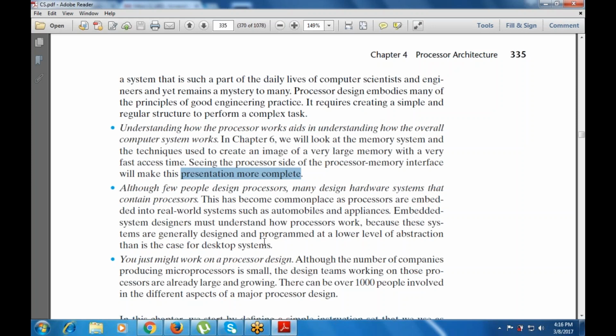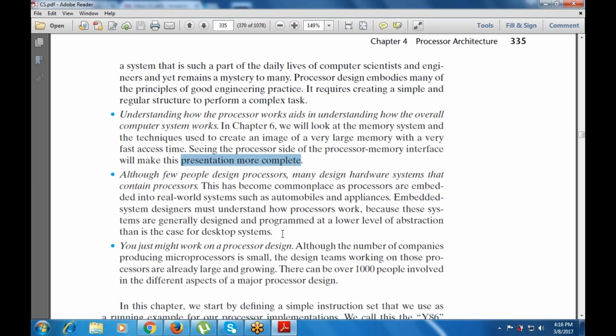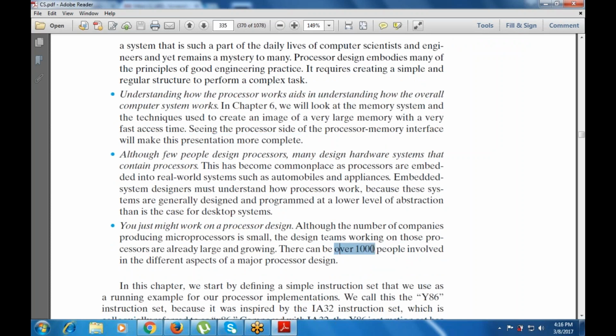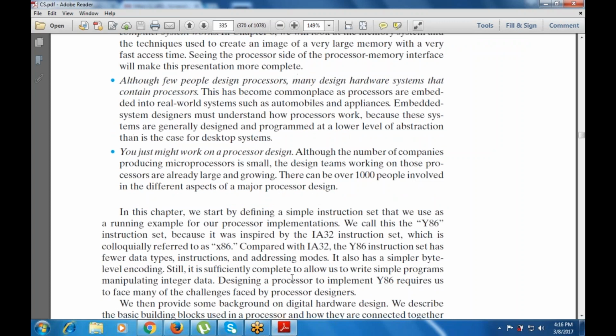That is the case for the desktop system, whatever the scenario, whatever the rules and regulations followed, and you might work on a processor design. Processor design means the various internal parts of a microprocessor. The design teams working on those processors are growing large, and there can be over 1,000 people involved in the different aspects of a major processor design.